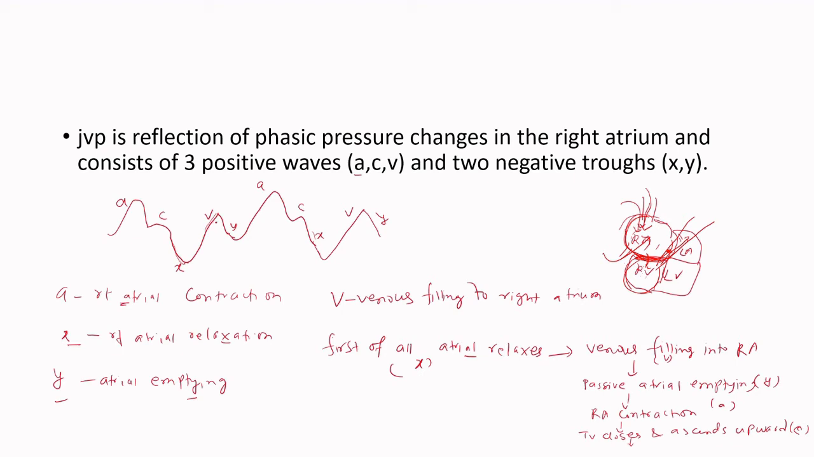Then there is passive atrial emptying. That is the Y wave, because there is opening of the valve and atrial emptying. After that there is active atrial contraction. The atria contract and force more blood into the right ventricle. So there is right atrial contraction, and after that the tricuspid valve closes.